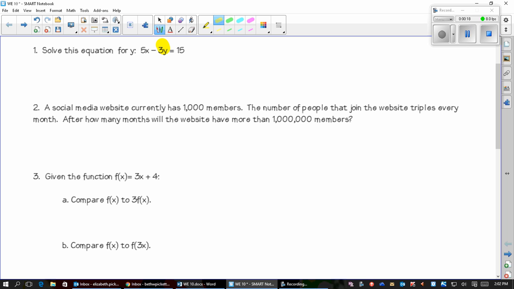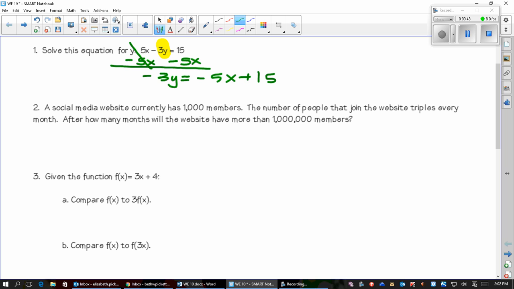So as far as I'm concerned, I'm going to act like y is really the only variable in this, even though I see that there is an x. Okay, I want to get y by itself. 90% of the time we get rid of anything that's added or subtracted, so we typically move the entire x term to the other side by subtracting 5x from both sides. That will give us negative 3y equals negative 5x plus 15.